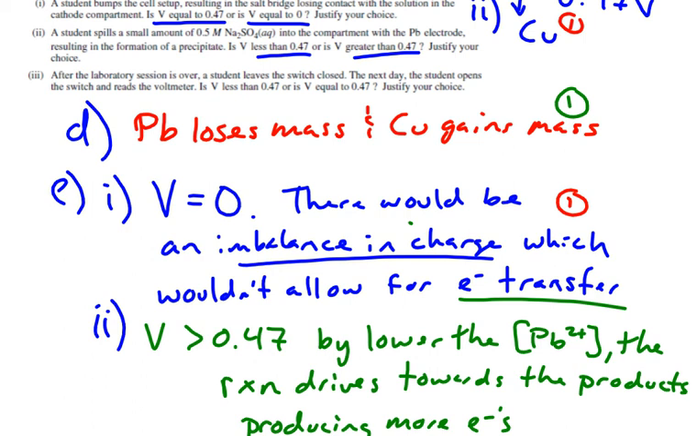After the lab session is over, a student leaves the switch closed. The next day, the student opens the switch and reads the voltmeter. First, we've got to make sure what it means to be closed. Is this, the lights are on right now, is that closed, or when I turn it off, is that closed? Those of you that are not in physics, this is something that you never talk about, but people think the other way, like, oh, it's closed, so it's off. No, now the circuit's open, and it's not able to complete the cycle, and it won't create that electricity.